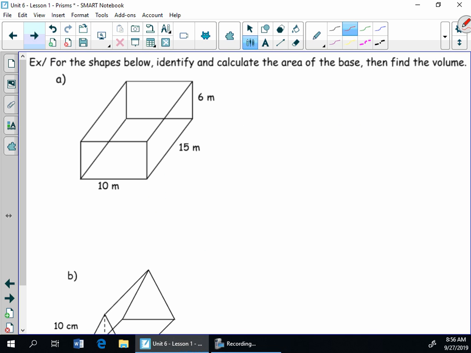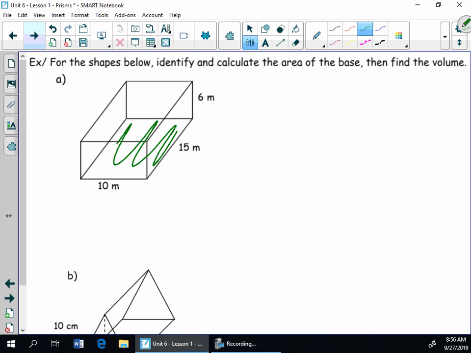Those formulas are actually on the formula page we already have. They're on the back side, but really you don't have to memorize them because we're just doing the same thing over and over again. The area of the base times the height. So let's take a look at the first shape here. The nice shape, the rectangular prism.